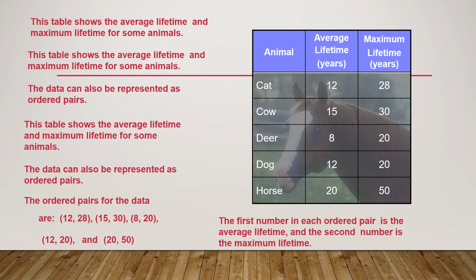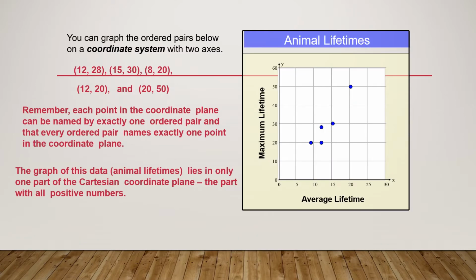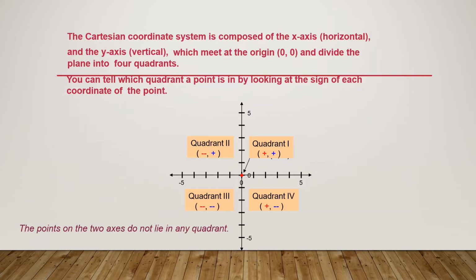We are learning here the concept of ordered pairs. If we are taking these average lifetime and maximum lifetime as coordinates, then they will be ordered pairs, that is (12, 28), (15, 30), (8, 20), (12, 20), and (20, 50). Now we can represent these ordered pairs in a graph also, like x coordinate and y coordinate.